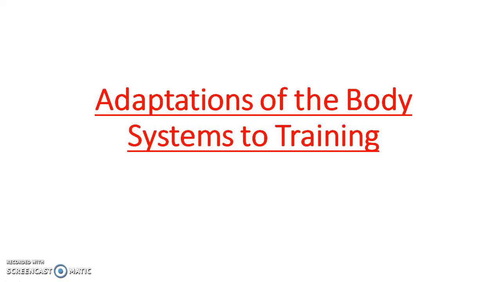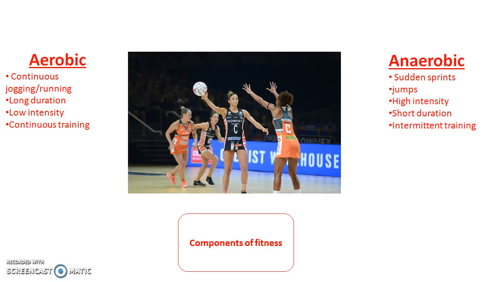In this video, I'm going to be looking at the different adaptations of our body systems due to training. I will specifically be looking at a netball player within netball in the position of centre. In netball, there are different aerobic and anaerobic parts to the sport. For example, if the player is jogging up and down the court, this is aerobic, whereas sudden quick sprints or jumps to block passes or receive a pass are anaerobic.